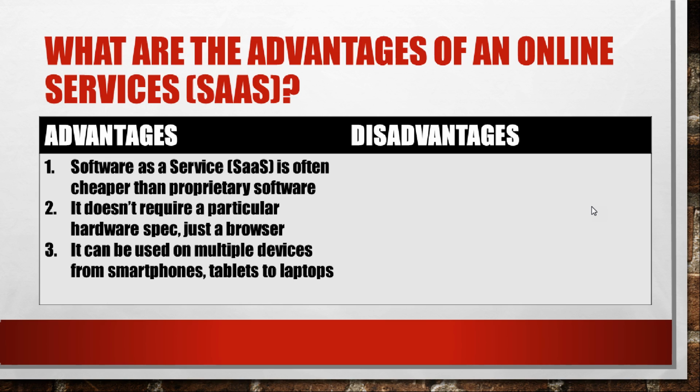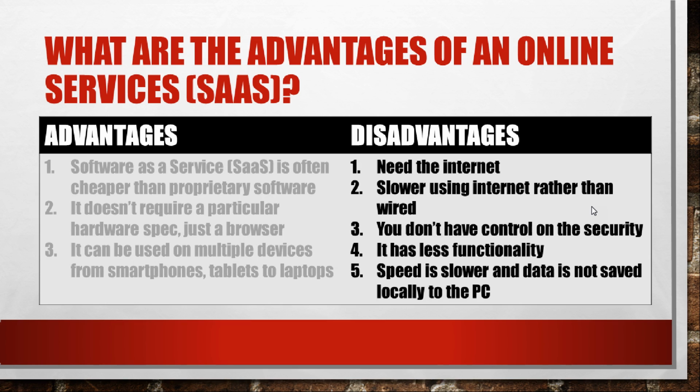It can be used on multiple devices, from smartphones, tablets, and laptops. So once you've got it on your laptop and you've signed in, you've got an account, you can log in on your smartphone, your tablet, which I do. It's really, really easy. So it's software as a service, flexible, don't need much fuss about it, and it's often cheaper. One of the downsides of software as a service, online software, is obviously you need the internet.